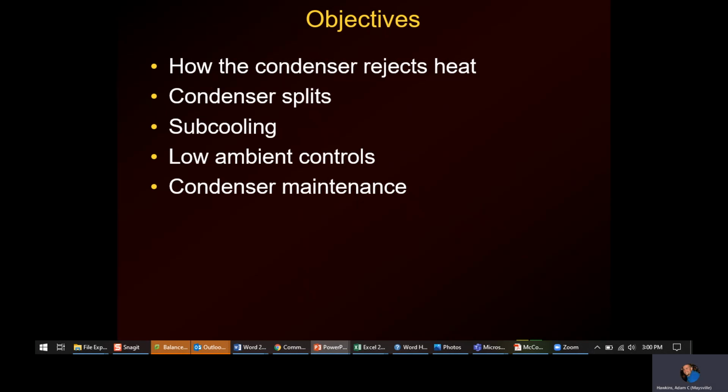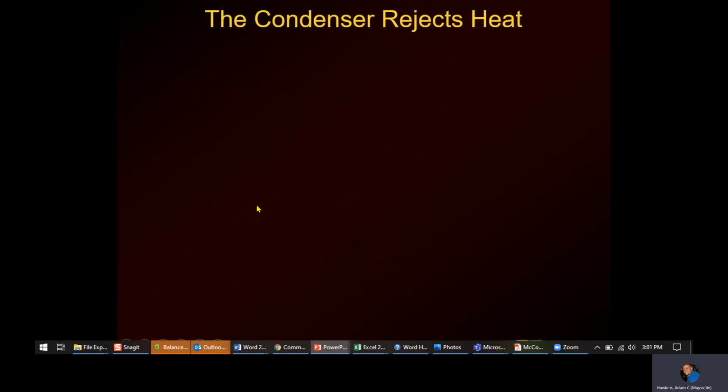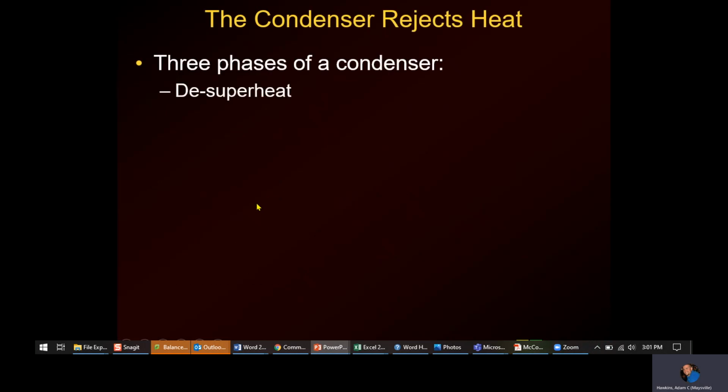Sometimes you may have to have low ambient controls, which means if you're going to try to run air conditioning when it's getting cooler outside, in the case that you need to run AC all year round, you would have to have low ambient controls that protect the condenser and protect the compressor, keep everything running right. And maintenance: just like the evaporator, maintenance is kind of a big deal. Water cooled, cooling towers, things like that we may touch on.